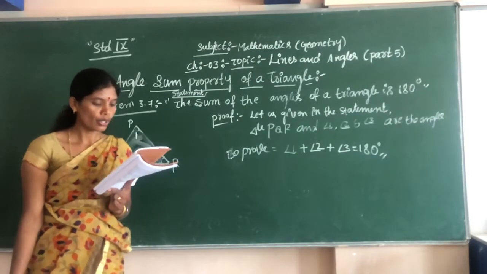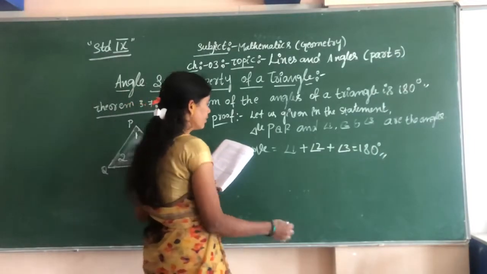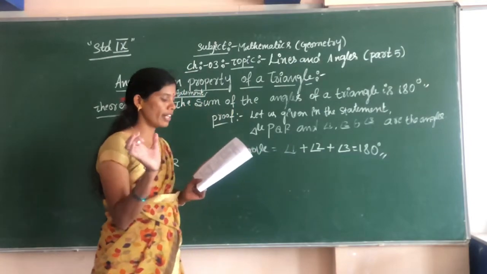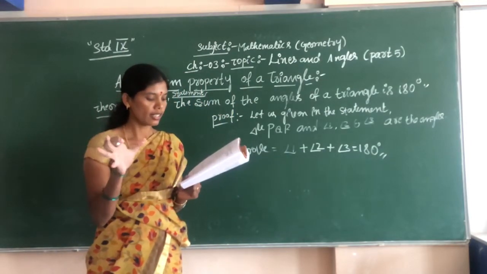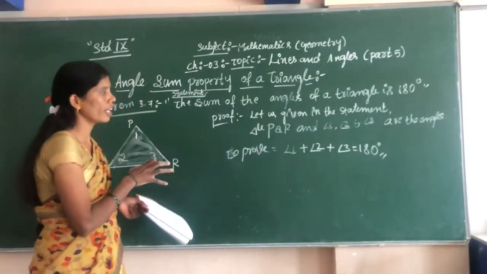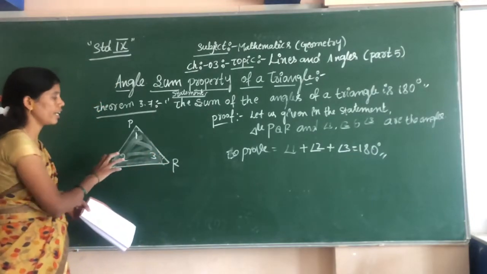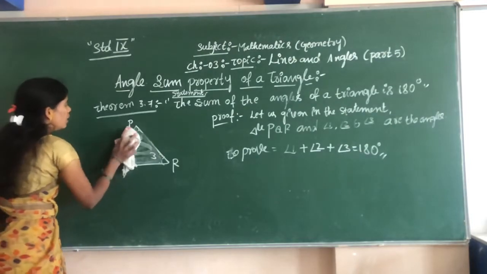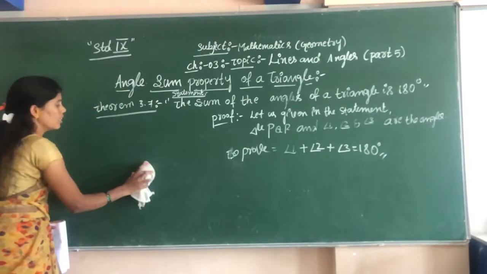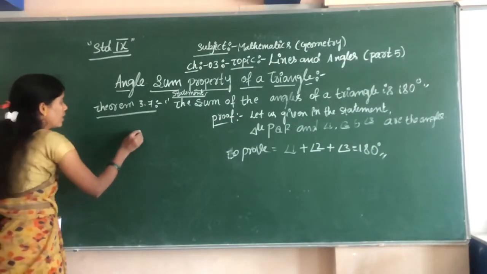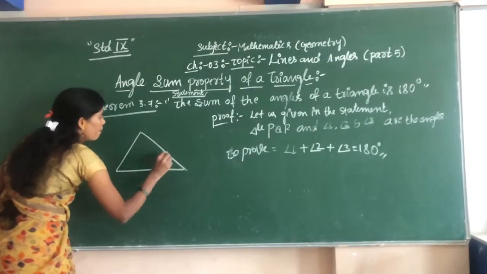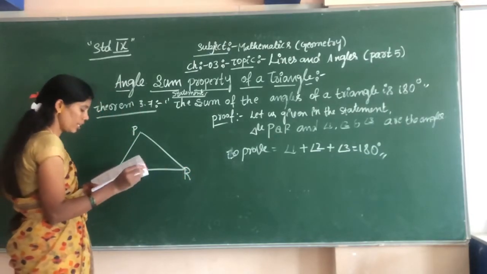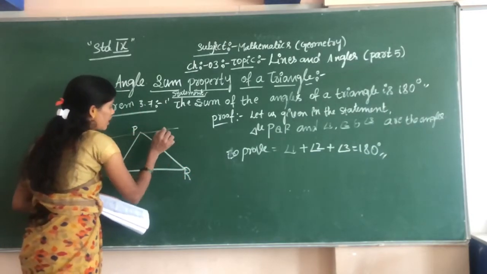Okay children, now draw a line. This is the first step for the triangle, to show how angle 1, angle 2 and angle 3 come. Now next, for the extra construction, in the figure we draw an extra line on triangle PQR, on the straight line.